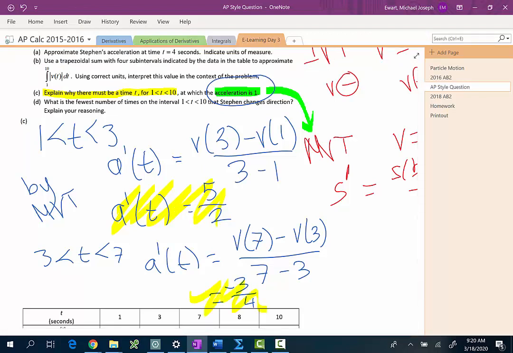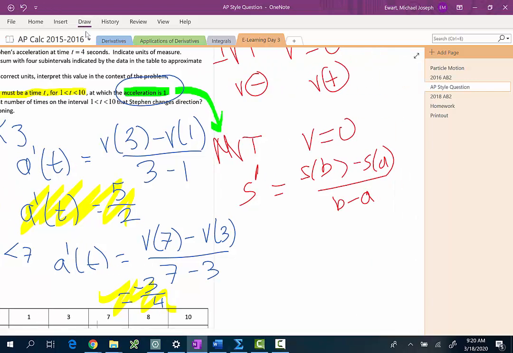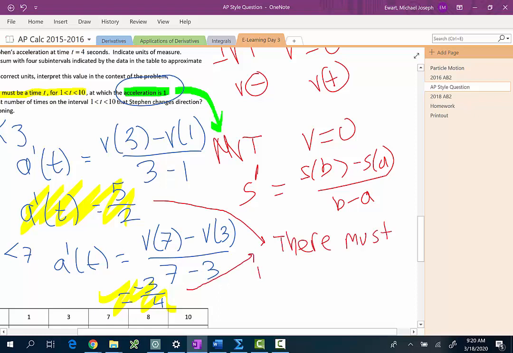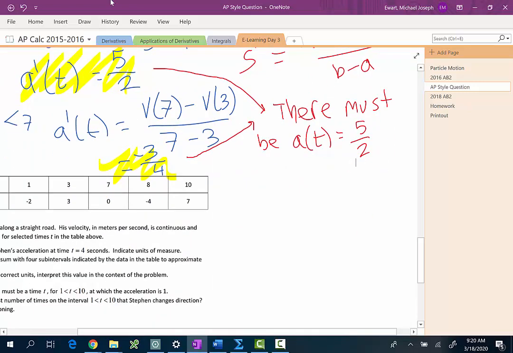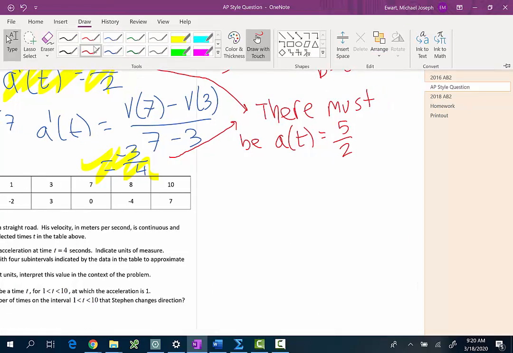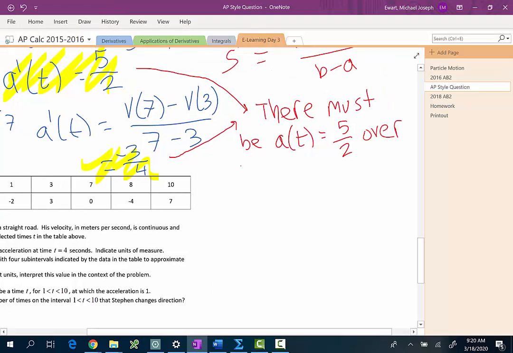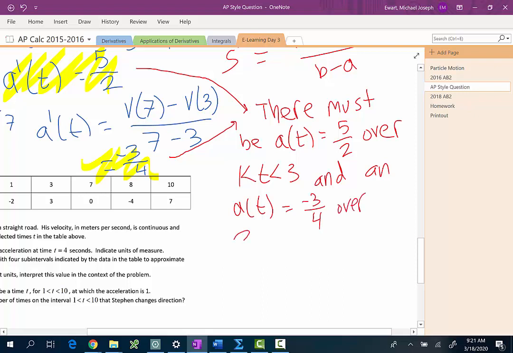So in between those 2 points, it would have had to cross 0. We don't want to cross 0, we actually want to cross 1. So what we would say is that using this, there must be an a of t equal to 5 halves over the interval 1 is less than t is less than 3, and a of t equal to negative 3/4 over 3 is less than t is less than 7, by MVT.